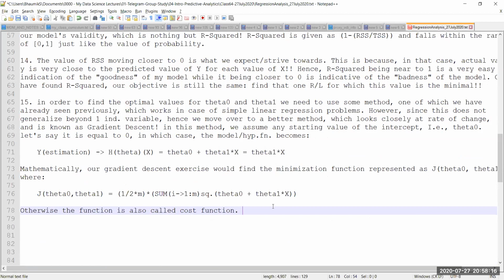So the function is also known as cost function. This cost function is what we need to minimize.